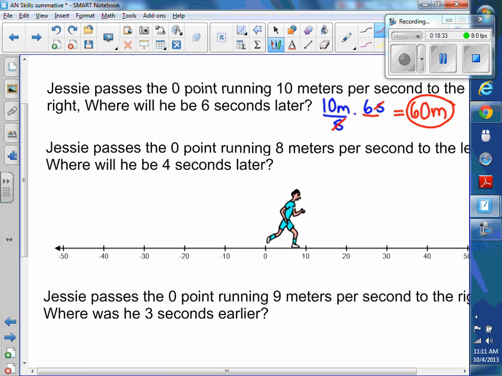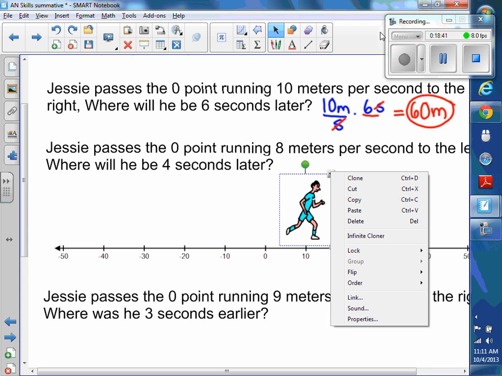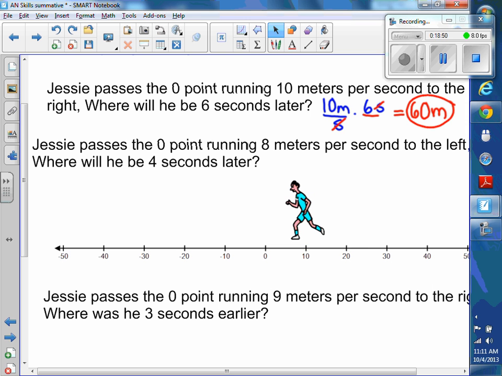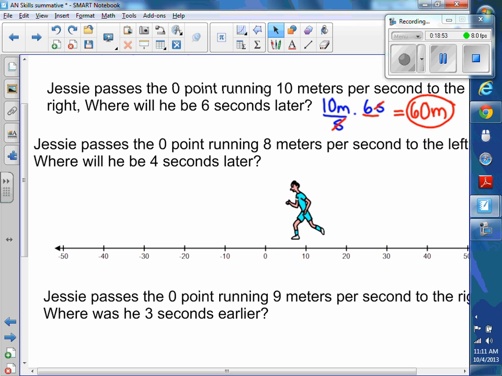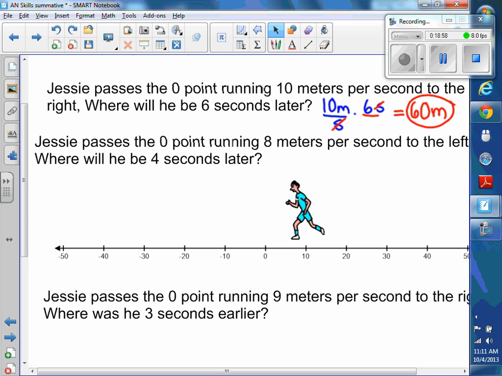Or advanced science. Okay, so now Jesse passes the 0 point. Maybe that 0 point will be like a location in some map when you take the test. And he's running to the left, right? So where will he be in 4 seconds later? So let's assume he's running at the same speed. He's running to the left. Okay, he passes the 0 running point to the left. Where will he be 4 seconds later?